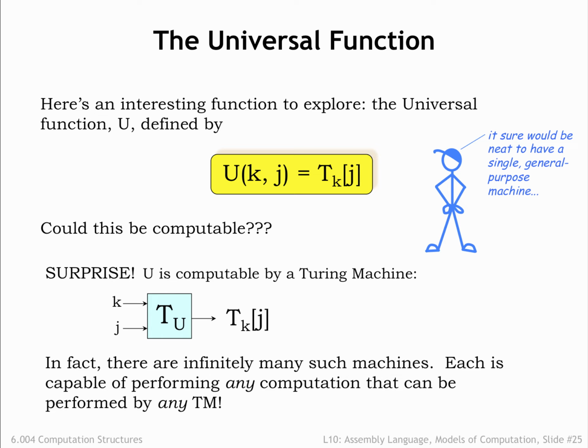Surprise! U is computable and t sub u exists. In fact, there are infinitely many universal Turing machines, some quite simple. The smallest known universal Turing machine has 4 states and uses 6 tape symbols. A universal machine is capable of performing any computation that can be performed by any Turing machine.